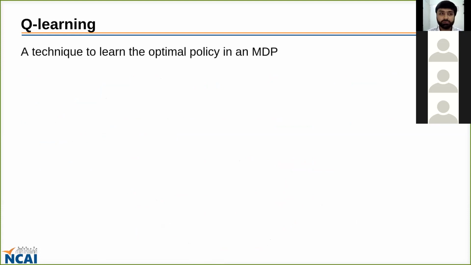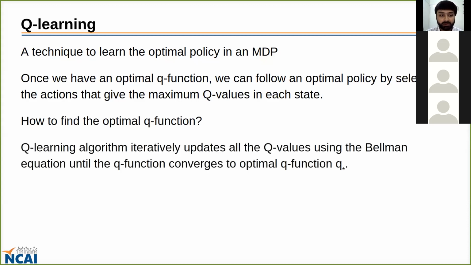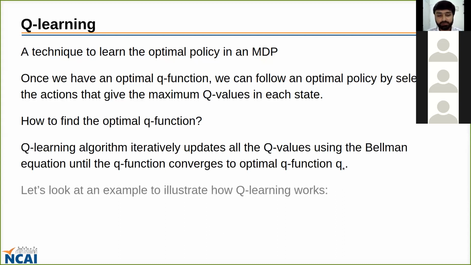Okay, it's a technique to learn the optimal value in an MDP. And once we have an optimal Q function, we can follow an optimal policy by selecting the actions that give the maximum Q values in each state. And by selecting those actions, we get the optimal policy. But how do we find those optimal Q functions? Well, the Q-learning algorithm iteratively updates all the Q values using the Bellman equation, which we saw earlier, until the Q function converges to the optimal Q function, Q star. Okay. Let's look at an example to understand it a bit more concretely.